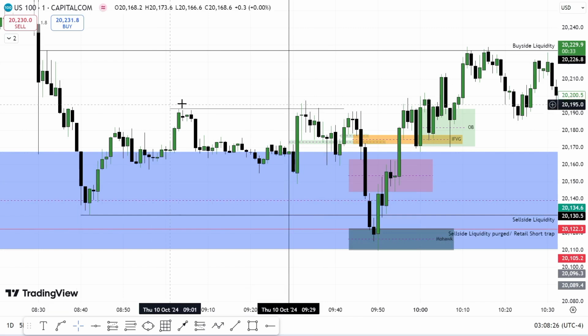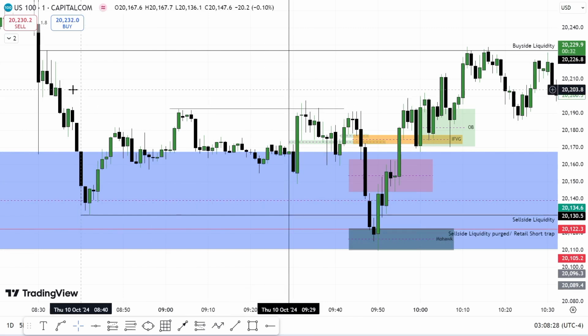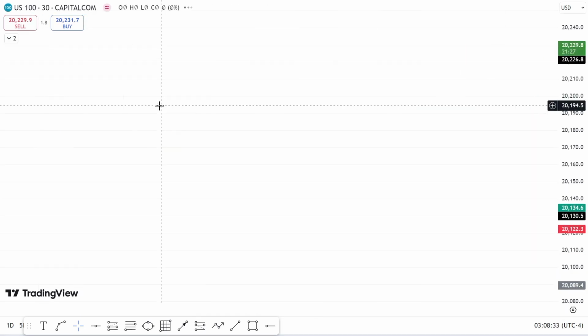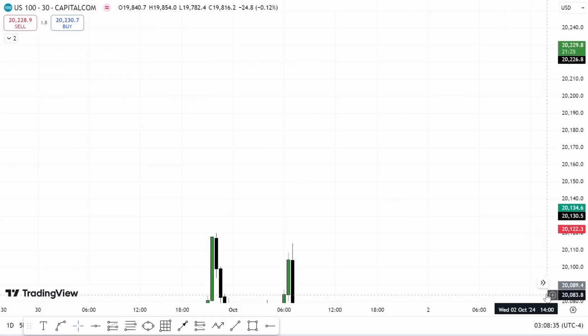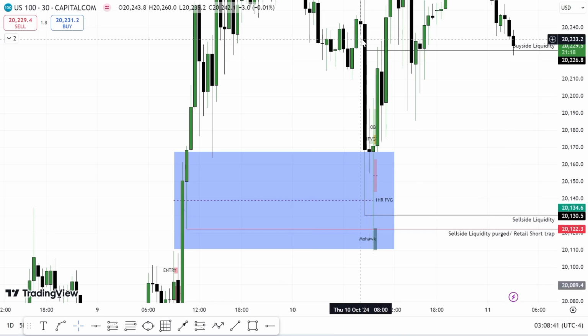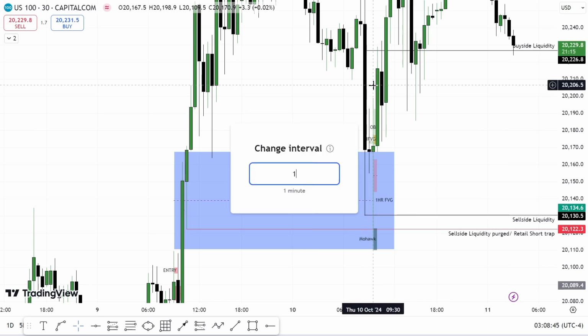At this point here, we had a bearish 30-minute fair value gap. I don't want to have a lot of stuff marked up on my chart, so let me take this out. This is a 30-minute bearish fair value gap here at that point.